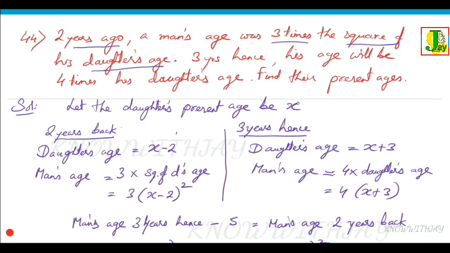So writing that in the expression, 2 years back, so let the daughter's present age be x. Present age is x, so 2 years back it has to be x - 2. And the man's age 2 years ago was 3 times the square of the daughter's age. That means 3 into (x - 2)². So this is the daughter's age, x - 2, 2 years ago, this was the condition.